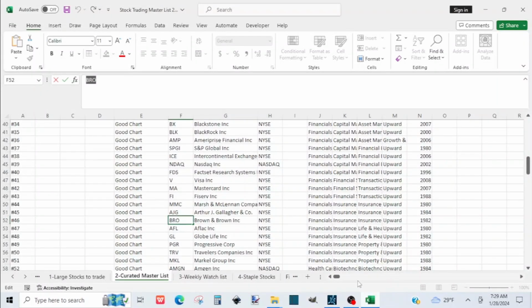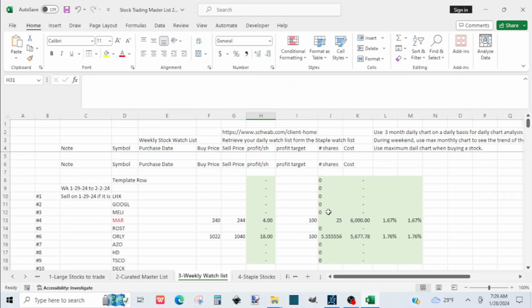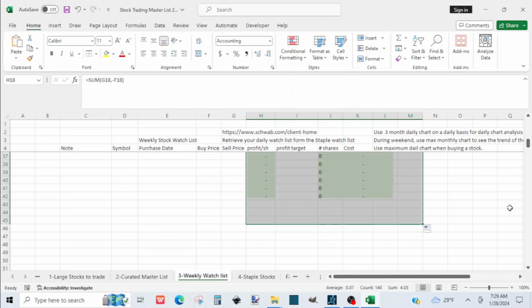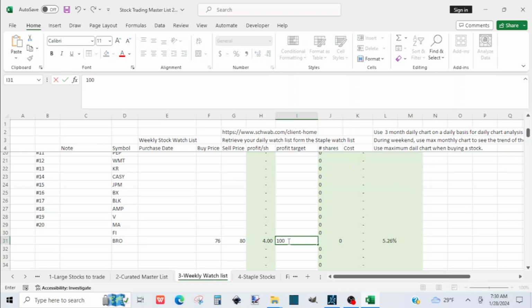So on my list, I'm going to put the buy price 76, the sell high 80. I need to bring my formulas down. Okay, so that's $4 profit a share. If I'm targeting $100 profit, that's 25 shares to buy at 76, and the cost will be 1900, and that'll be 5% rate.